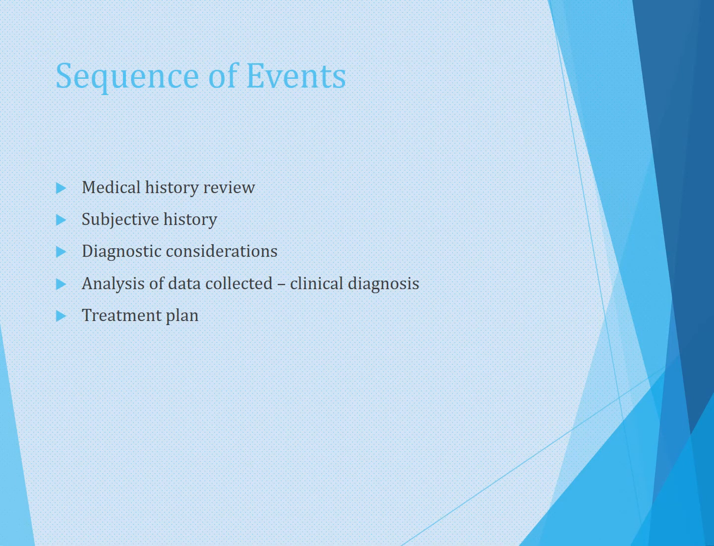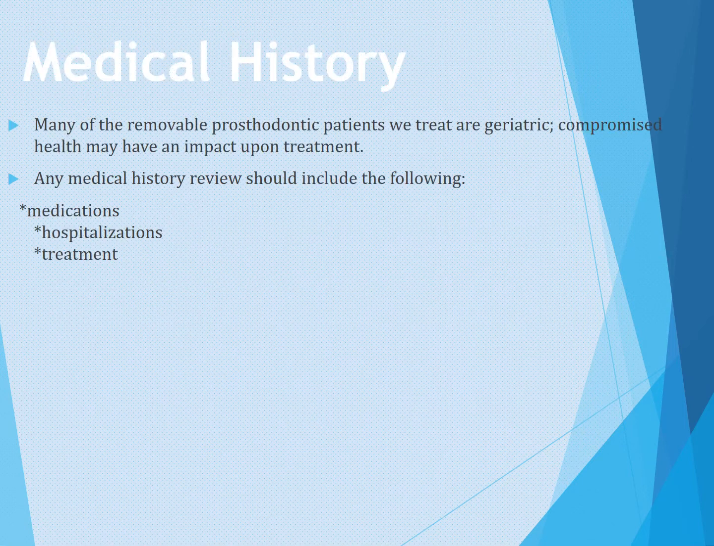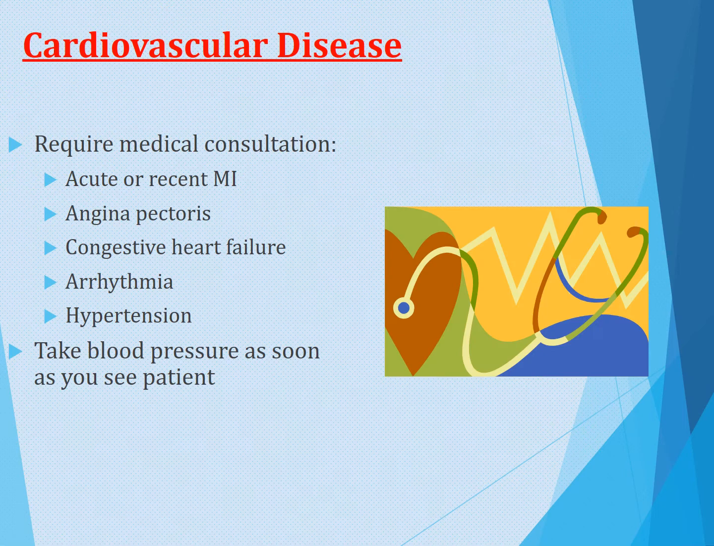So sequence of events, how do we do it? We take a medical history, we take a subjective history, diagnostic considerations are used, analysis of the data collected, the clinical diagnosis, and the treatment plan evaluated. Coming to the medical history, many of the removable prosthodontic patients we treat are geriatric, so they have compromised health and it has an impact on the treatment. So any of the history has to be reviewed: the medication, hospitalization, and treatment. So we know how long to appoint the patient, when to call the patient, what medication is supposed to be taken, how long can we make the patient sit, can the patient walk, can the patient sit upright, and everything.